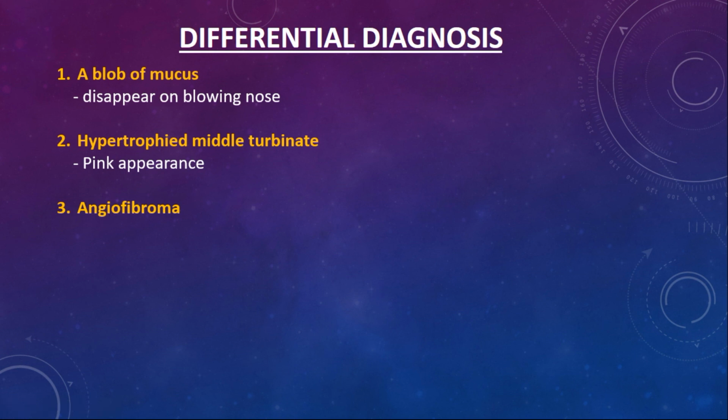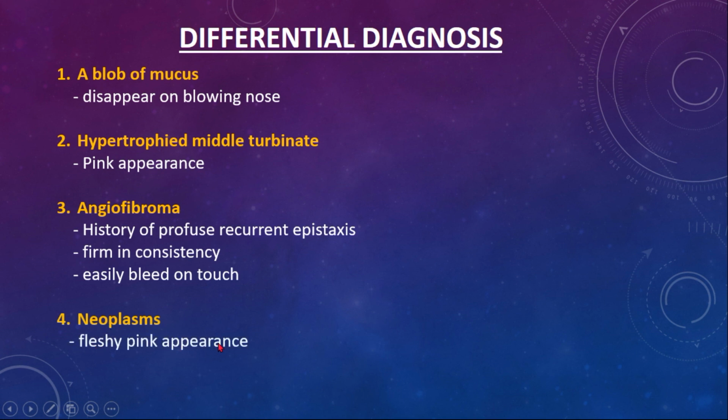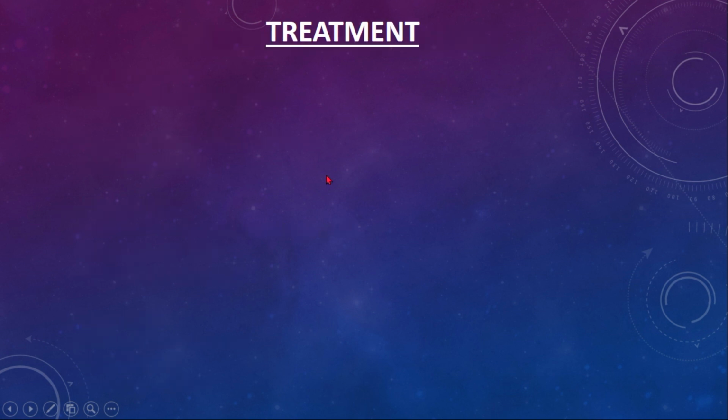And the third one is the angiofibroma. Angiofibroma is a tumor of vessels, so it bleeds vigorously. History of profuse recurrent epistaxis, firm consistency, easily bleeds on touch. And the fourth one is neoplasm. Neoplasm has a fleshy pink appearance and friable nature, with a tendency to bleed.